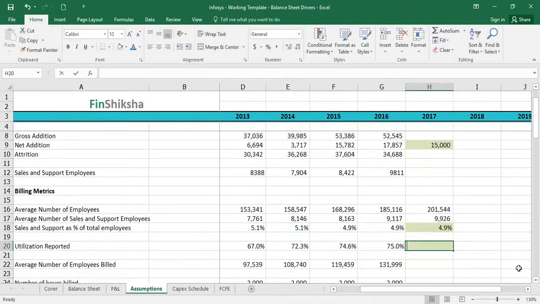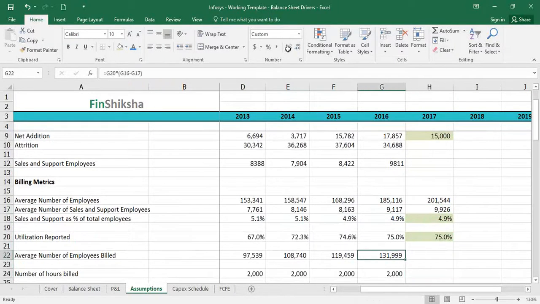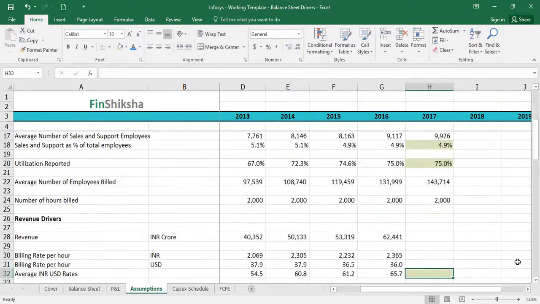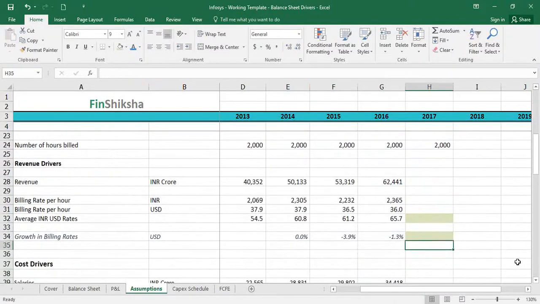Let's assume for the time being that utilization rates are 75% only, same as last year. What that would mean is the number of employees who are getting billed, I can just copy the formula here. I can just drag this formula here. Number of hours billed is going to be 2000. So 1,43,714 employees getting billed for 2000 hours a year at a certain billing rate.